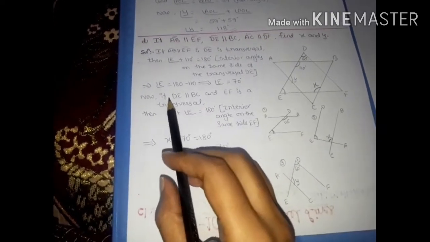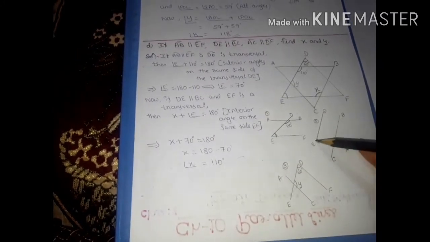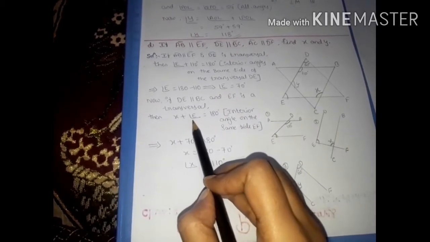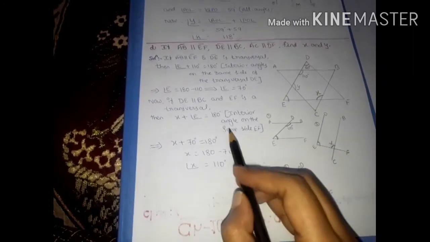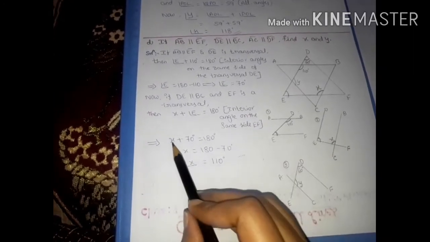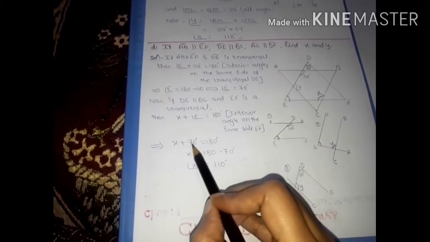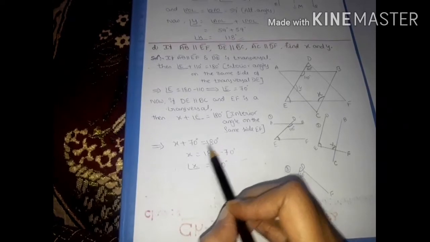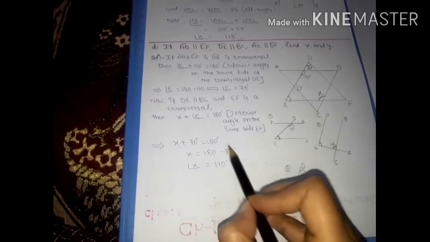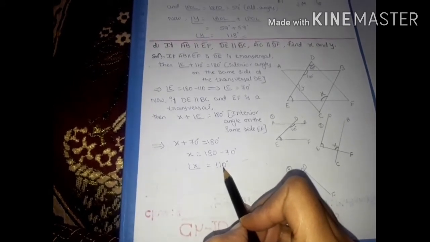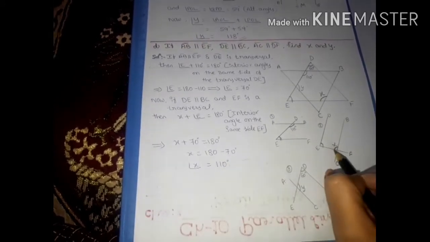So here, DE is parallel to BC, and EF acts as a transversal. Angle x plus angle E is equal to 180 degree because same side angles of the transversal are supplementary. Write down the reason. Angle x plus 70 degree, because angle E we got 70 degree, is equal to 180 degree. Angle x equals 180 minus 70 degree. We got angle x equal to 110 degree. So now we got angle x.